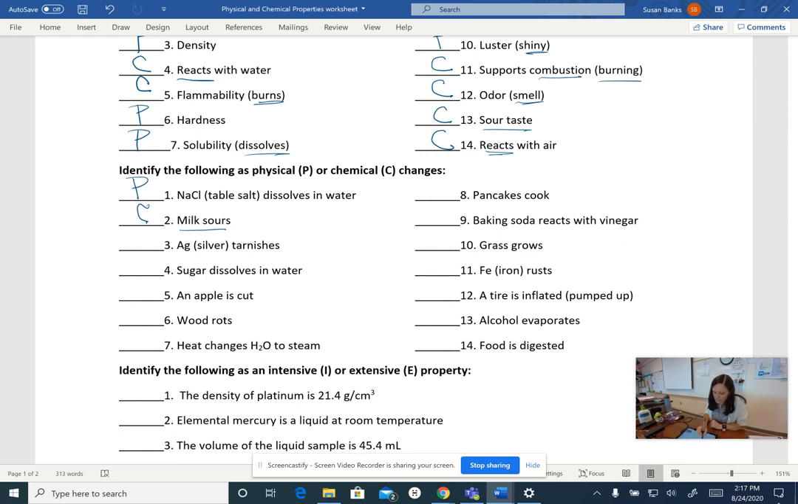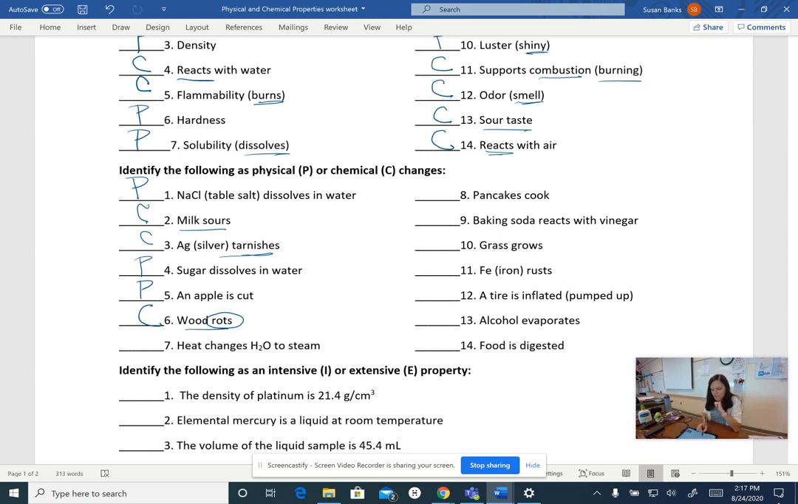Silver tarnishing. That is the silver reacting with the oxygen in the air. So that is a chemical reaction. Sugar dissolving in water. We still have sugar. So that is a physical change. An apple is cut. We're not changing the apple. We're just physically cutting it. Wood rotting. Now that is a chemical change because in order to rot, we have to have decay. That means we have fungus and bacteria in there actually digesting the wood. So that's a chemical change.